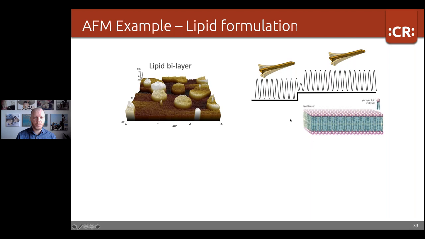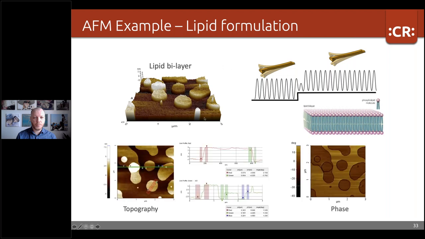And instead of an error signal, you get a change in the amplitude when it hits an obstacle like this. And this is an example of a lipid bilayer film on a silica substrate. This was a client that wanted to prove that their formulation actually formed bilayers on hydrophilic substrates. And if you make a cross section across here, you can even measure the step height.